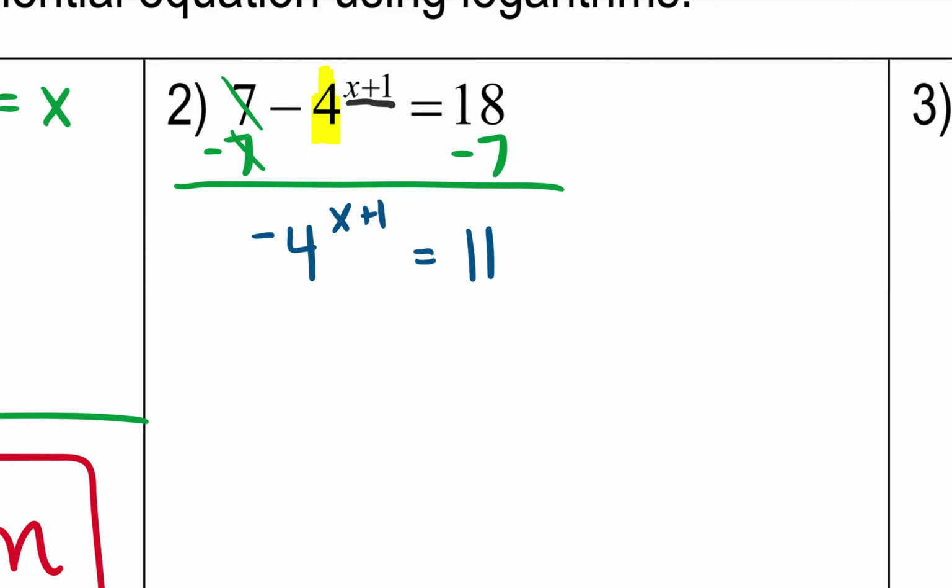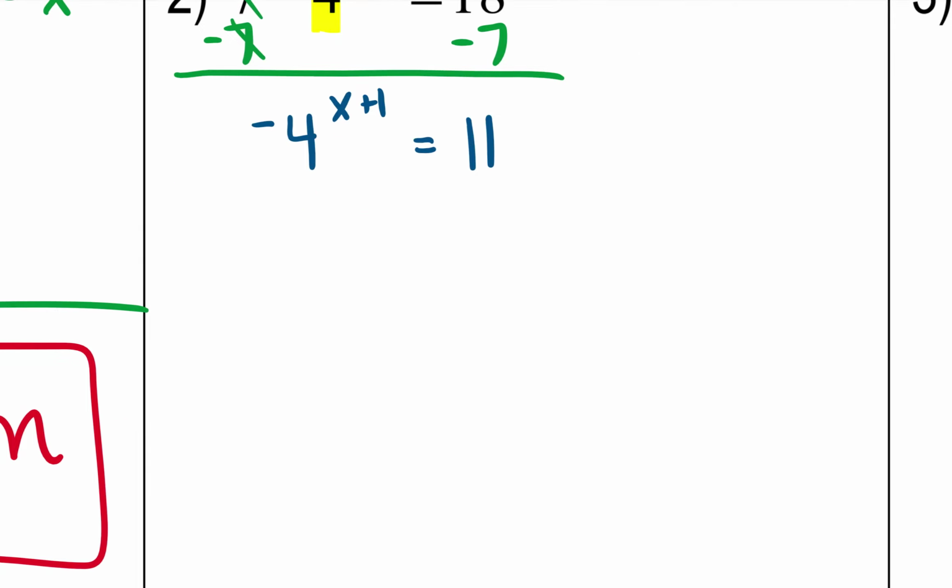Now, you're probably thinking, hey, wait, how come the negative stayed? Well, I only moved the 7, right? I didn't move the negative, so I have to keep it. But now I still want the negative gone, so I would divide by negative 1.